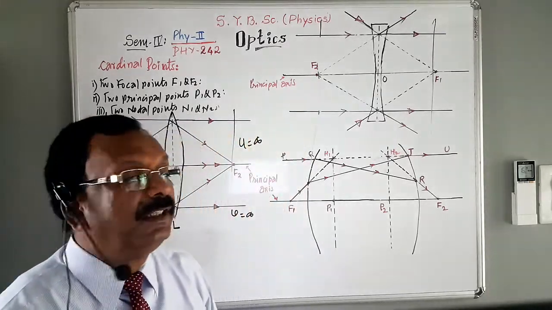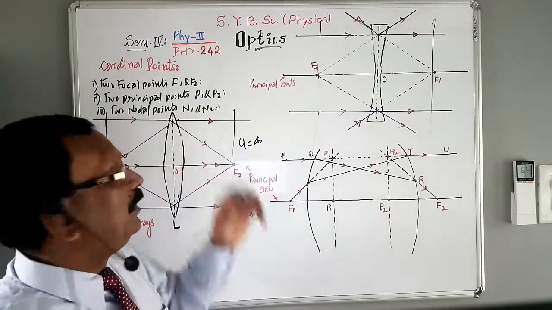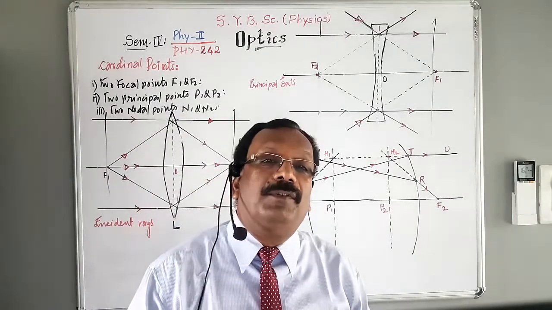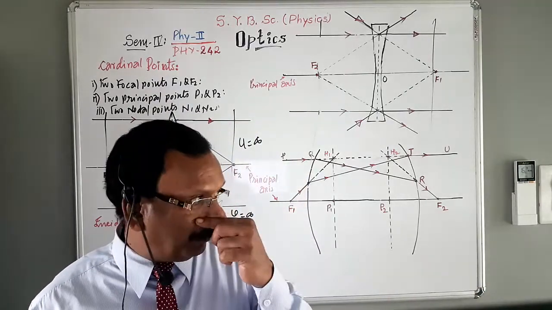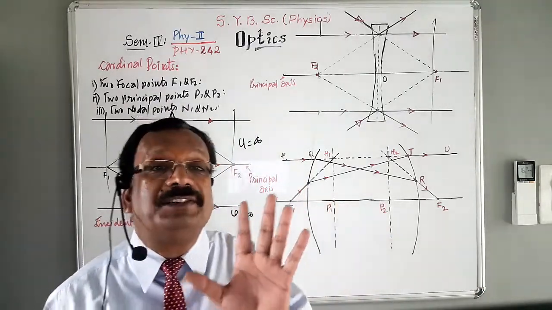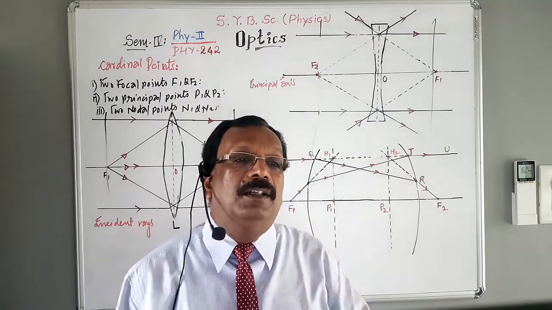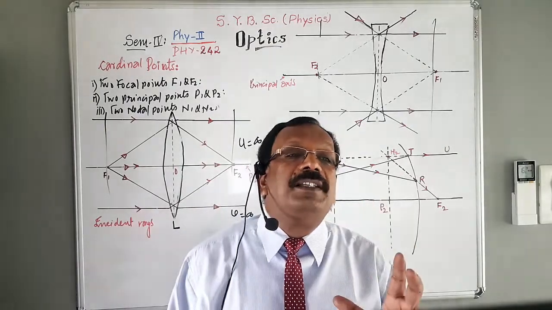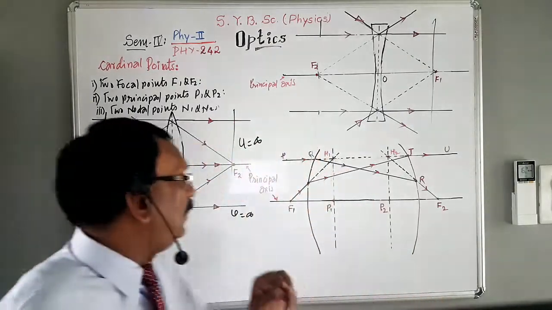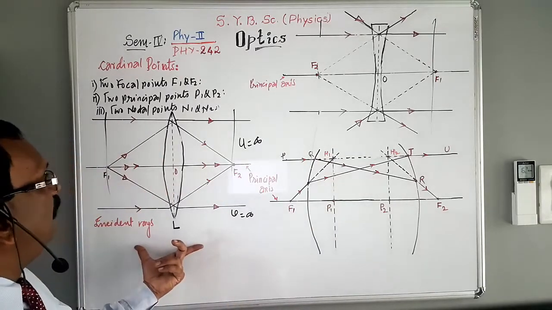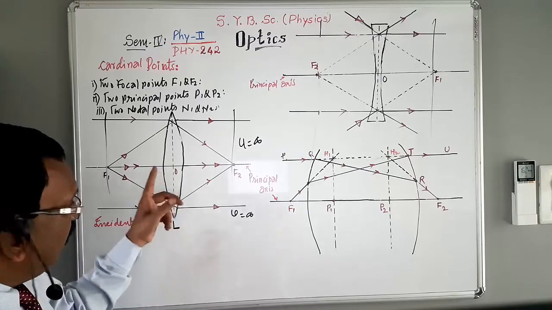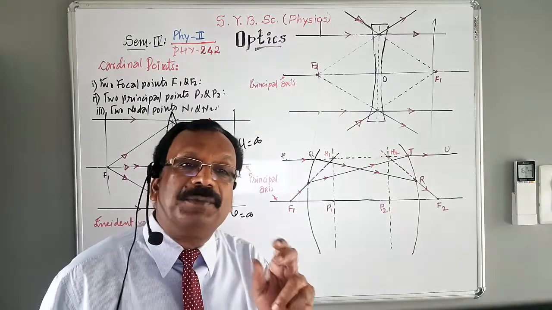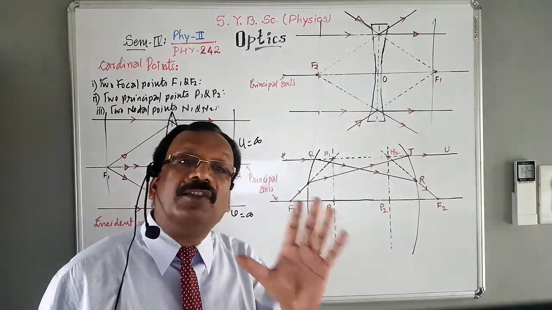First of all we are going to see the focal points F1, F2 and the focal planes. What are the focal points and what are the focal planes? In order to consider focal point and focal plane, let us consider this figure. In this figure we consider a thick convex lens, instead of a thin one.